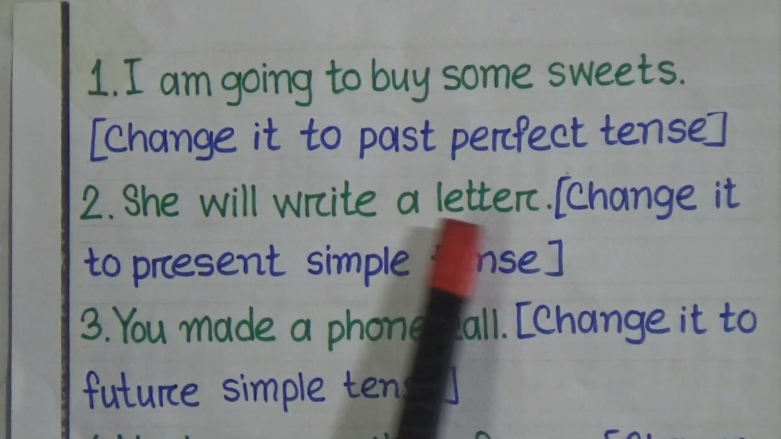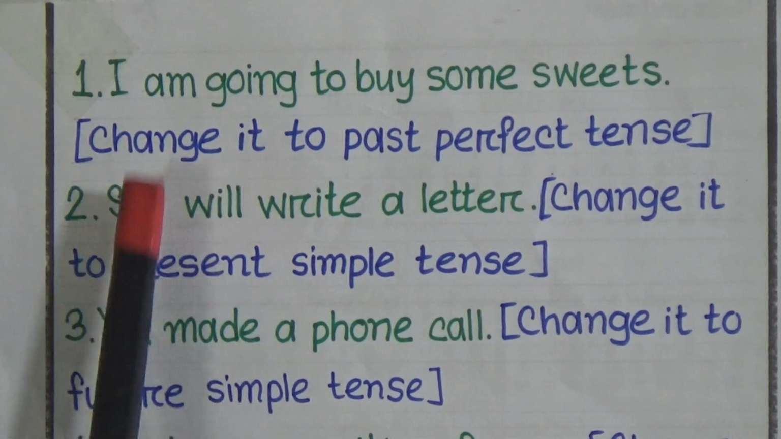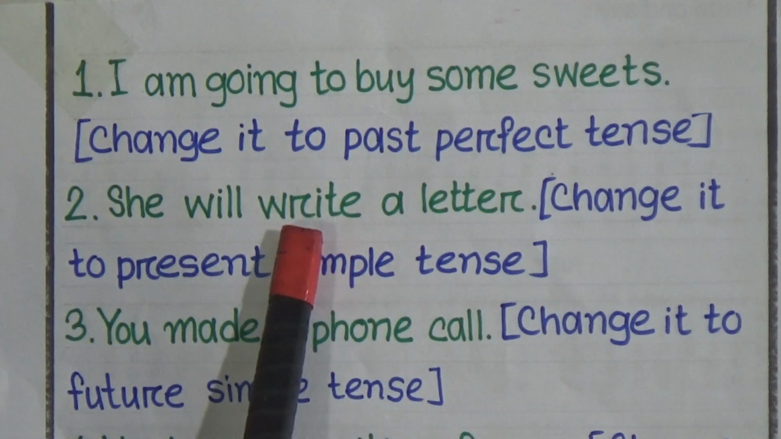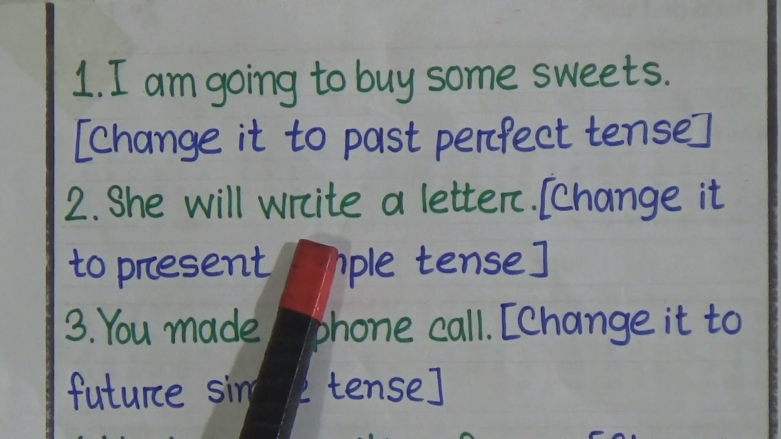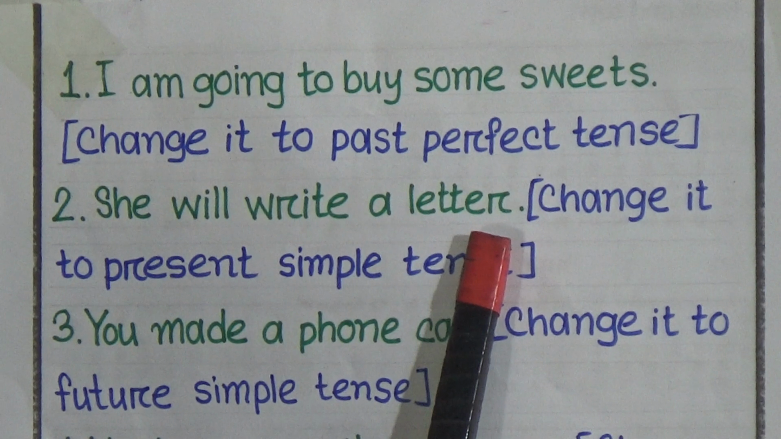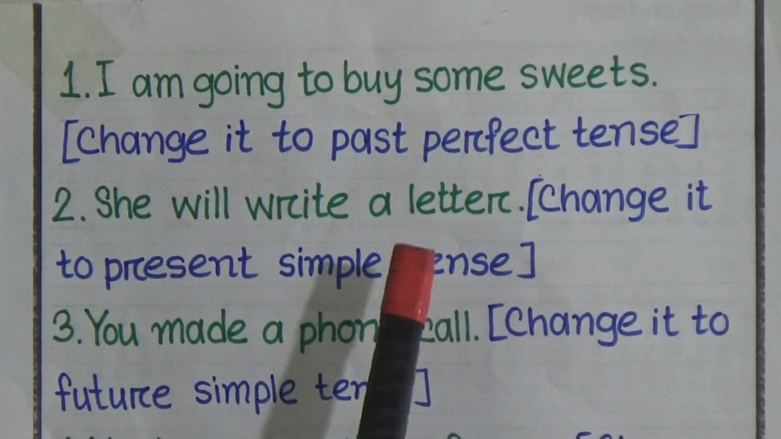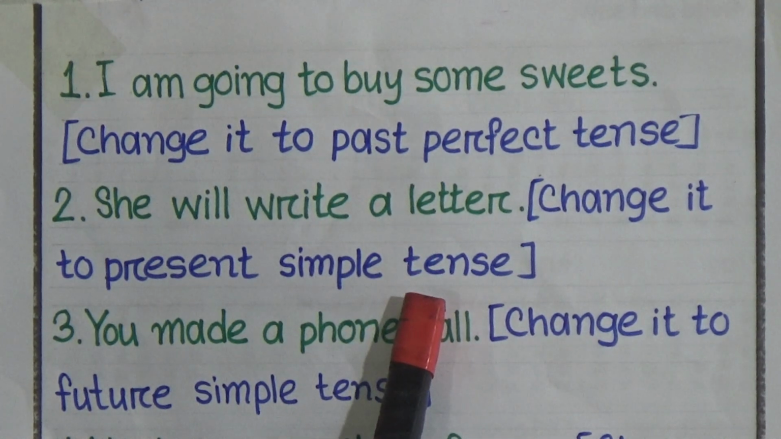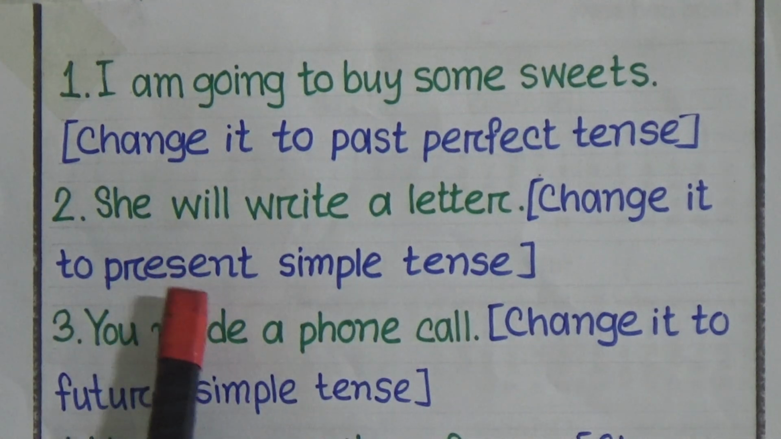Now come to question number 2. She will write a letter. So look, here we find will. So it means after will we find base form of the verb. So it means this sentence is given in future indefinite or simple future tense. But we have to change this sentence to present simple tense. Students, do you know the structure of simple present tense? Yes, I hope you can remember the structure. First we have to use subject, then verb, then object.